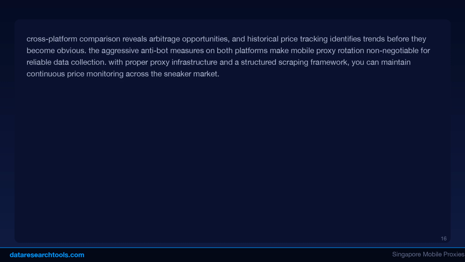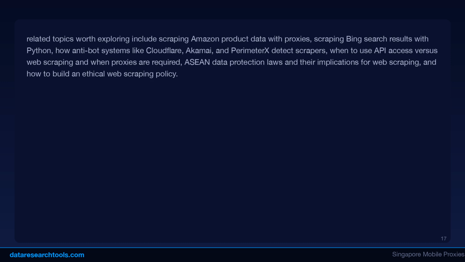Cross-platform comparison reveals arbitrage opportunities, and historical price tracking identifies trends before they become obvious. The aggressive anti-bot measures on both platforms make mobile proxy rotation non-negotiable for reliable data collection. With proper proxy infrastructure and a structured scraping framework, you can maintain continuous price monitoring across the sneaker market.